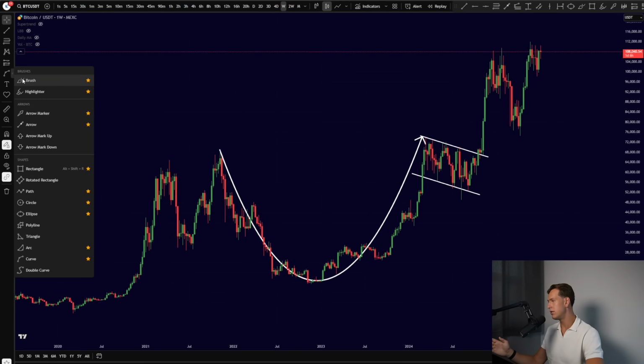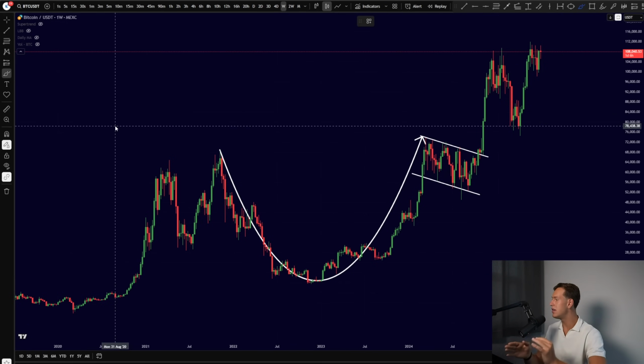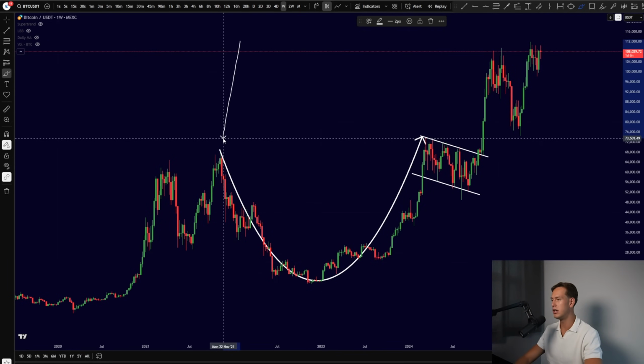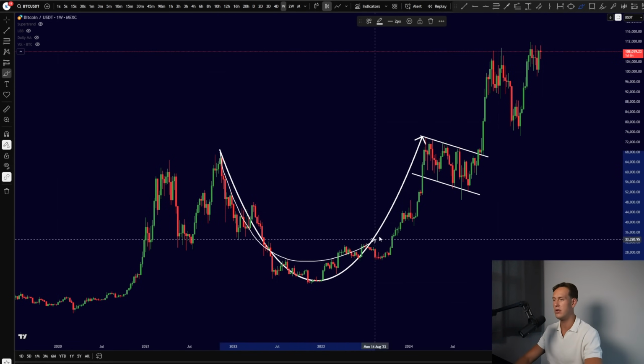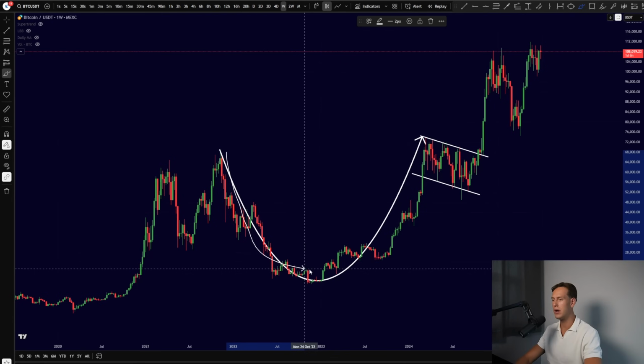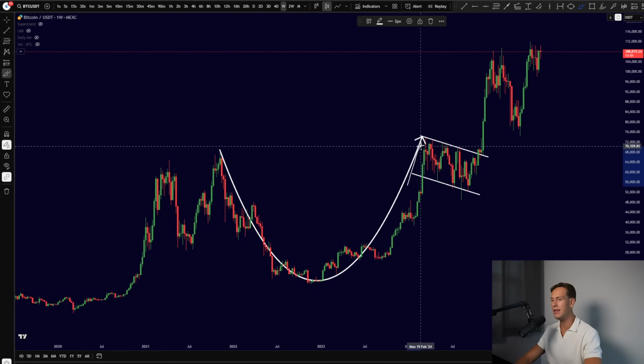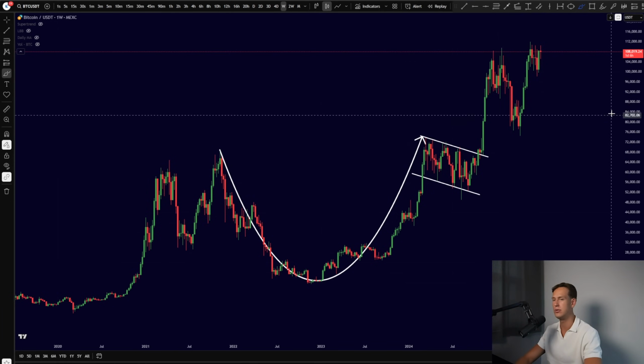And in the past, Bitcoin has created one of the biggest cup and handle patterns ever in history. Since the last bull market top, we've been creating this cup and handle pattern with a huge rounding bottom, then creating the handle, and after that we've been seeing a very clean breakout to the upside.